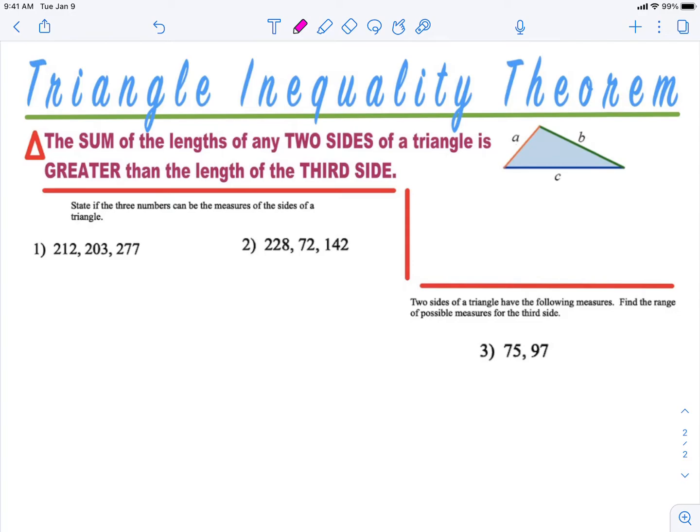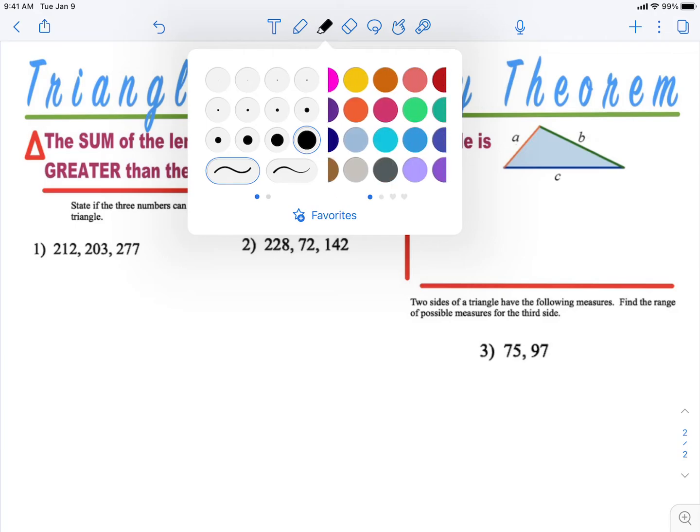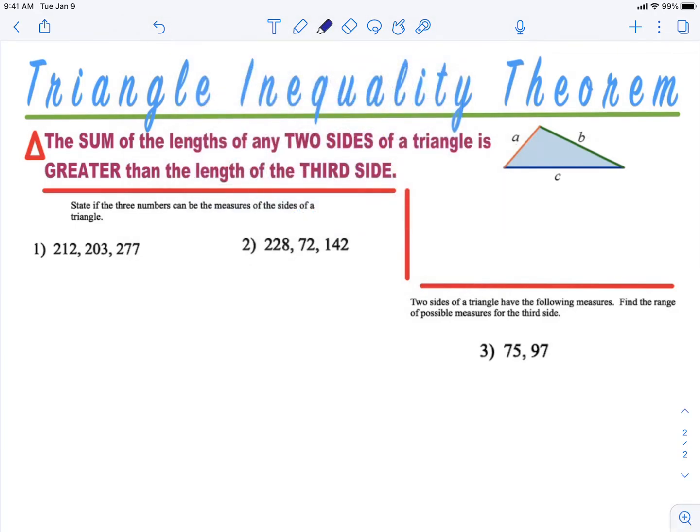Alright, first thing we do, always, is we identify the name of these notes. The name of these notes is the Triangle Inequality Theorem. The Triangle Inequality Theorem. What does that mean? Let's see.